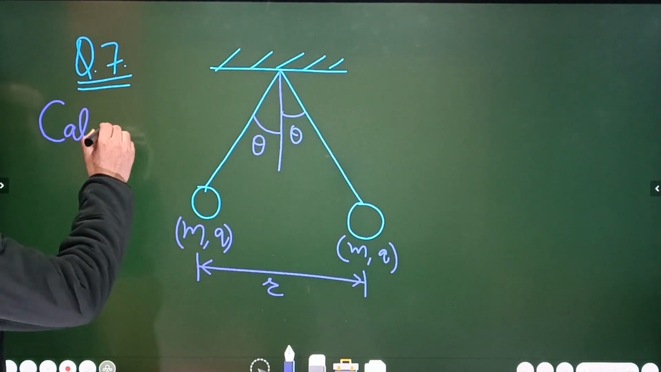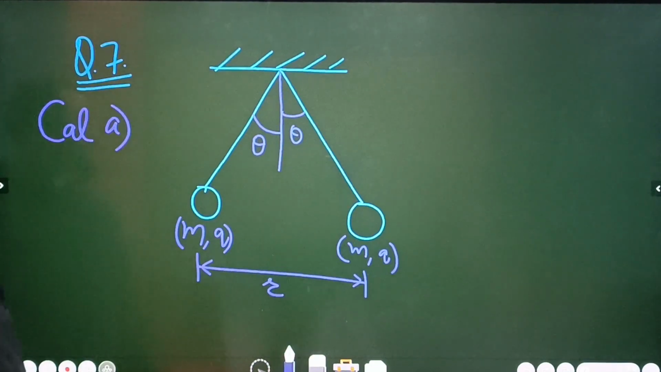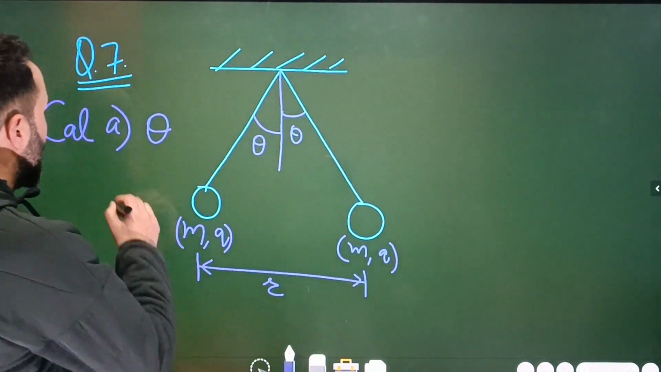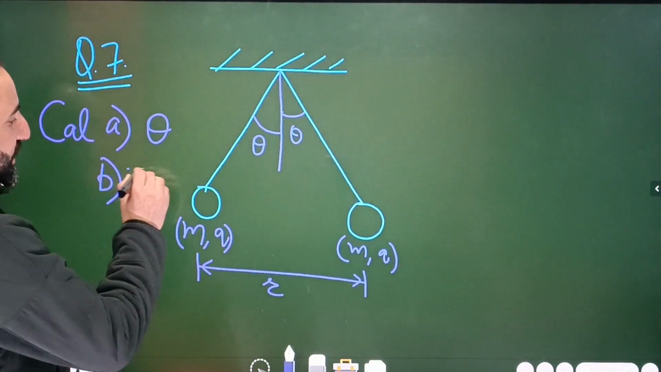So here I will write down what you are supposed to calculate. Part a: the angle which the string makes with the vertical, that means you are supposed to calculate the value of this theta. And number 2: you are supposed to calculate the tension in the string.